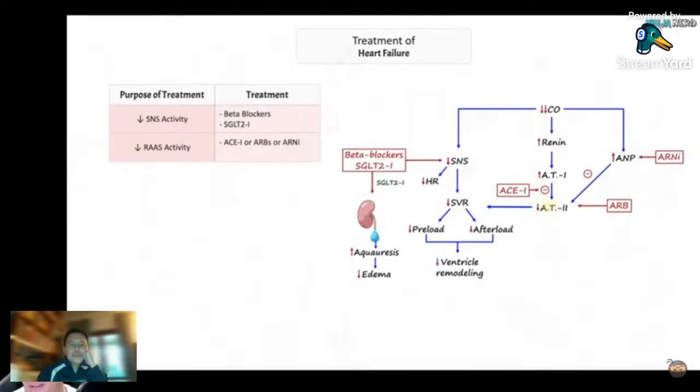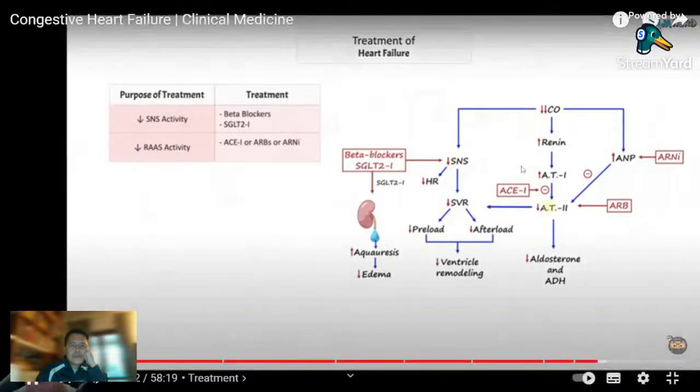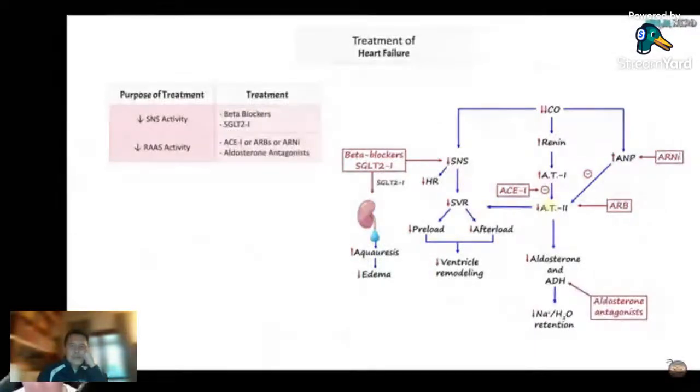Another thing is angiotensin 2, if there's less of it, there's less aldosterone and also ADH, but particularly aldosterone, because now there's less sodium and water retention. If I don't retain much sodium and water, I don't have as much edema, but I also don't have as much preload, and I don't cause ventricular remodeling.